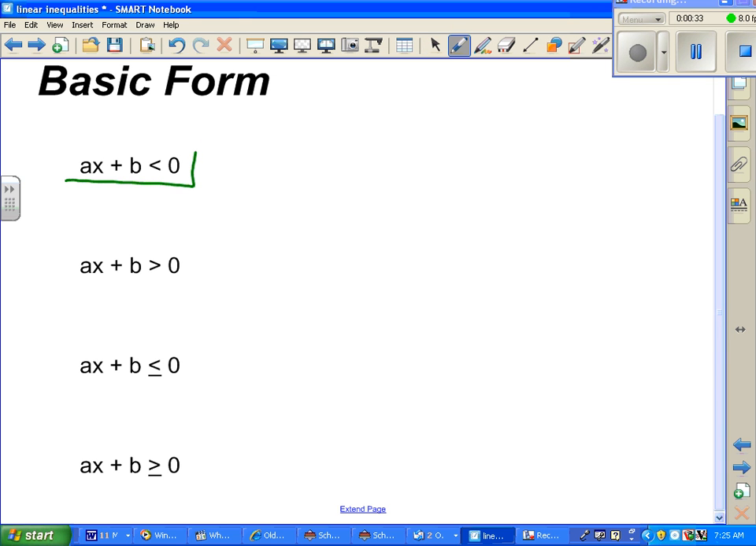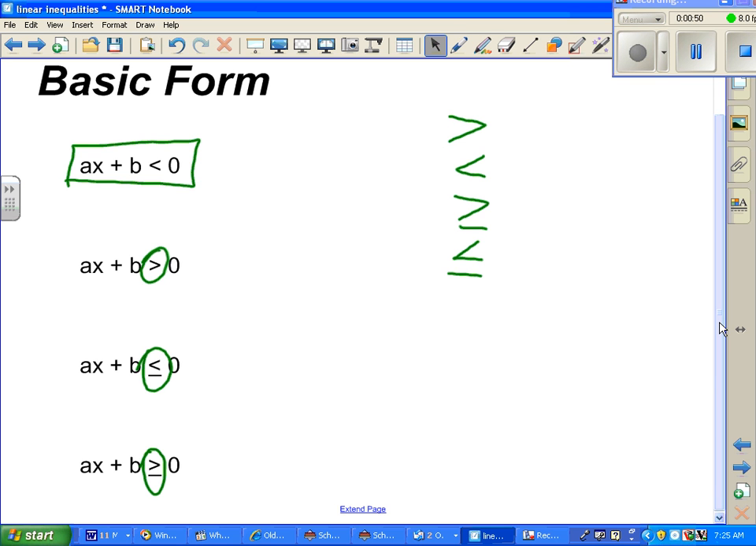Okay, basic form. This is the basic idea here. ax plus b is less than 0 or ax plus b is greater than 0. Really the only thing that's changing here is the sign. And if you're not sure, this is greater than, this is less than, greater than or equal to, less than or equal to. And it'll make sense what these forms are doing when we get into solving some.